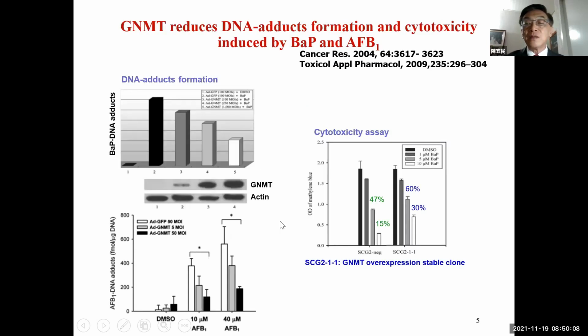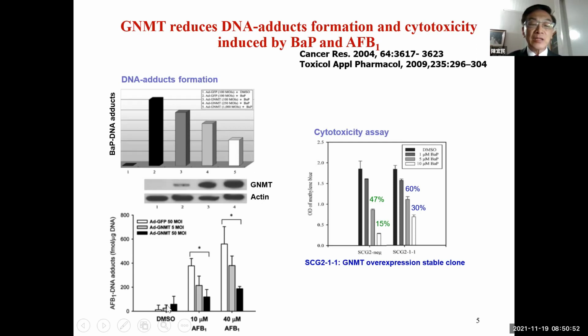So the first clue that we think GNMT is a protector against liver cancer tumorigenesis is the paper that we published in Cancer Research. Here we show that if we express GNMT at different levels using adenovirus as a vector, and then treat liver cancer cell lines with benzopyrene, we know that benzopyrene is an environmental carcinogen, then you can see that when the cells express GNMT at increasing levels, the DNA adducts formed by this benzopyrene will decrease.